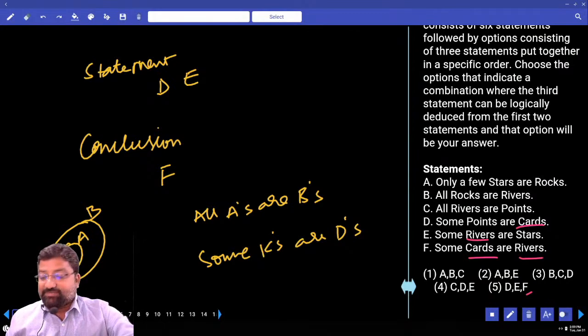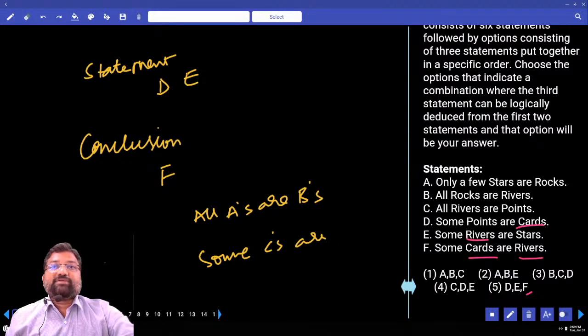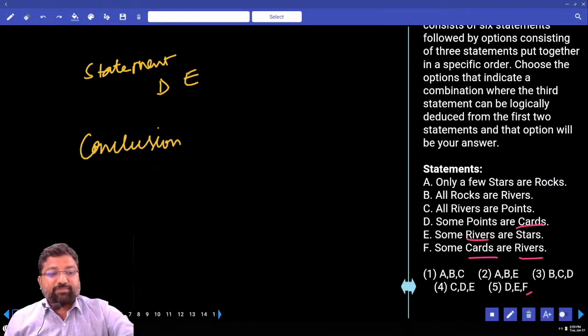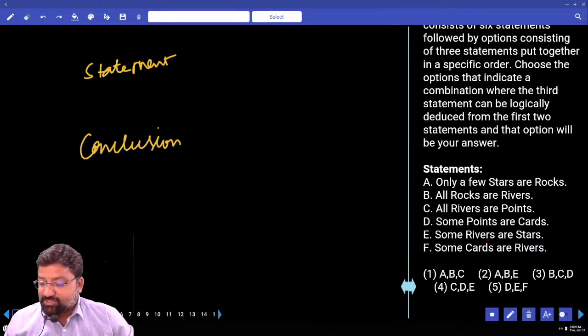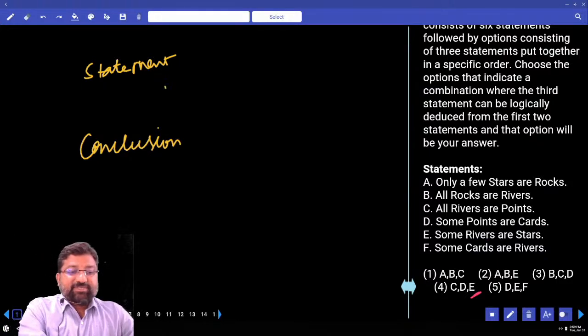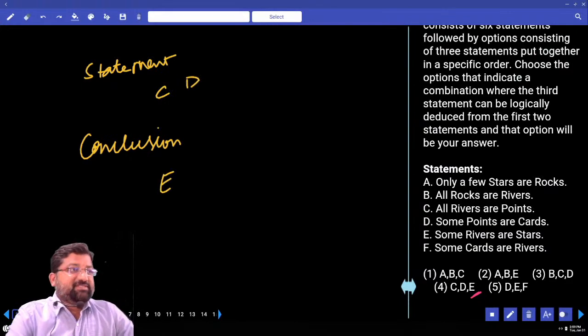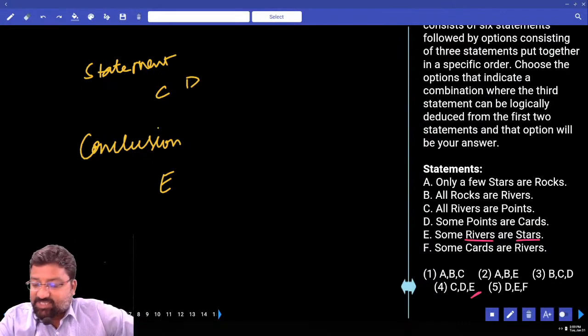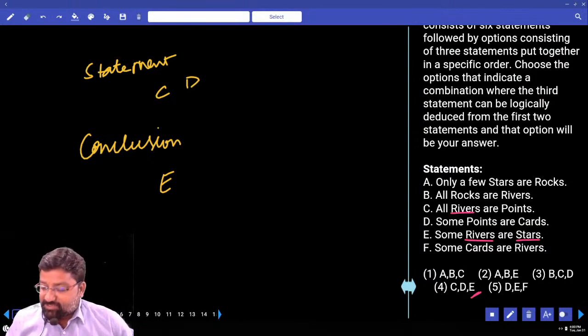Points, cards, reverse, stars. 4 separate entities, 4 separate words. Can I connect both of them? No. When you can't connect, will you get the answer? No. So the fifth option is not my answer. Let me go for the fourth option. What is the fourth option? Which is the conclusion? E. Statements C, D and E is the conclusion. What is there in E? Reverse, stars. So C and D must have them. In C there is river, but do you see stars? Will I get the answer? No.